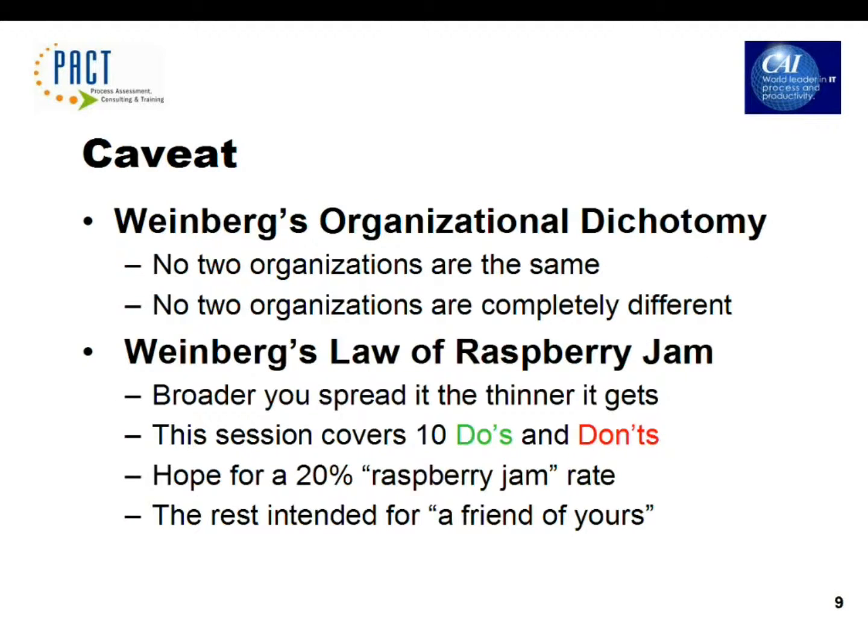Again, before we get started, we have to have a couple of caveats here, and I'm borrowing a couple of Jerry Weinberg's favorite caveats. The first is organizational dichotomy. Jerry's come to the conclusion that no two organizations are identical, so advice given to one may not fit all organizations. But the other thing that's interesting as you visit multiple organizations is no two organizations are completely different.